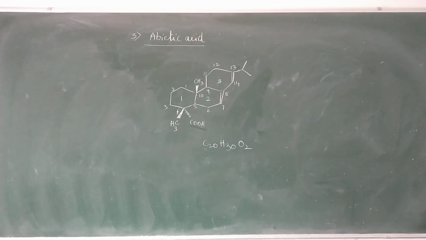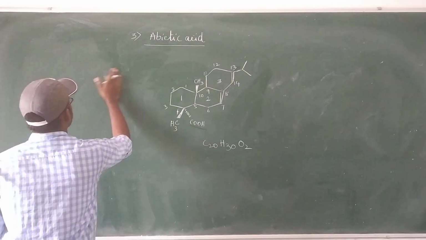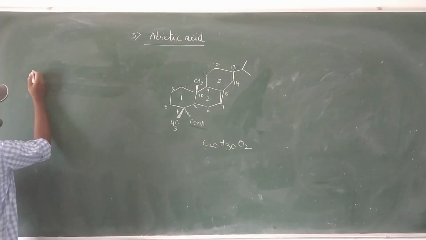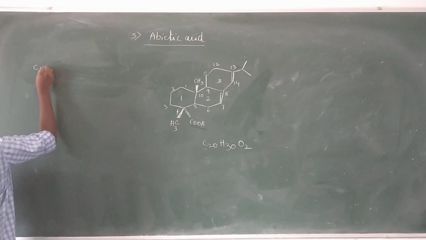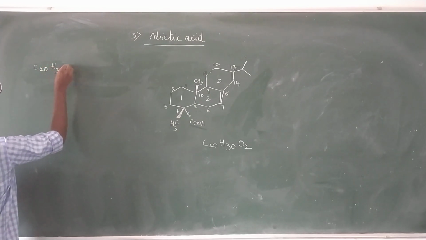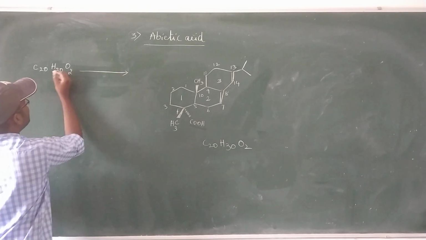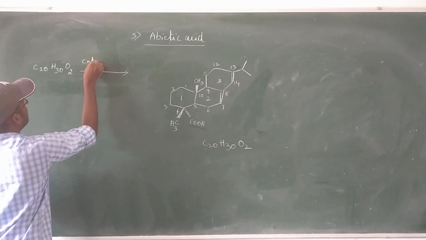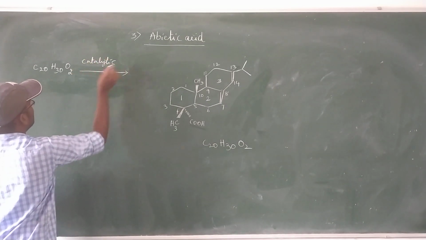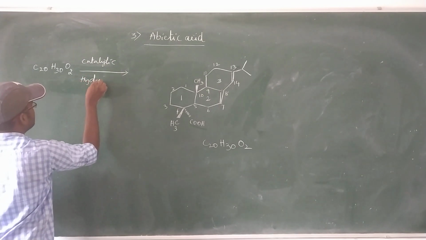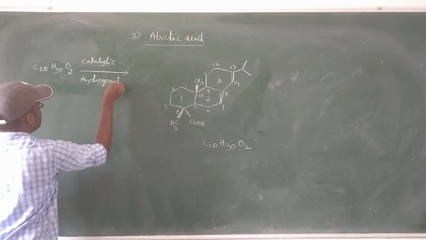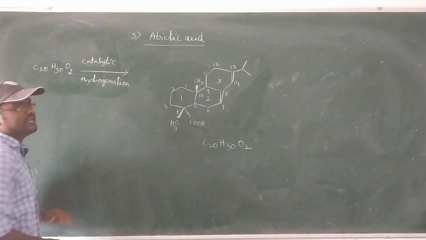Now let us see the structure determination of ebitic acid. First, ebitic acid, C20H30O2, undergoes catalytic hydrogenation. Catalytic hydrogenation is nothing but reaction with H2, a reduction reaction.